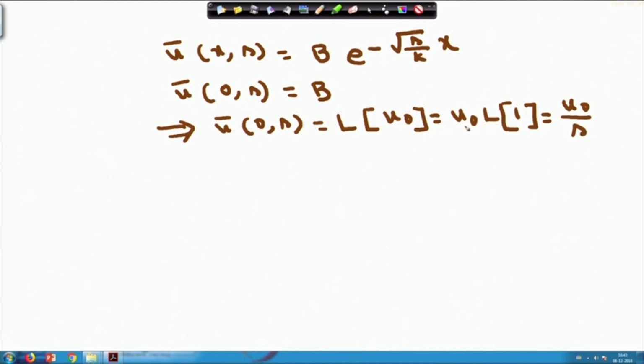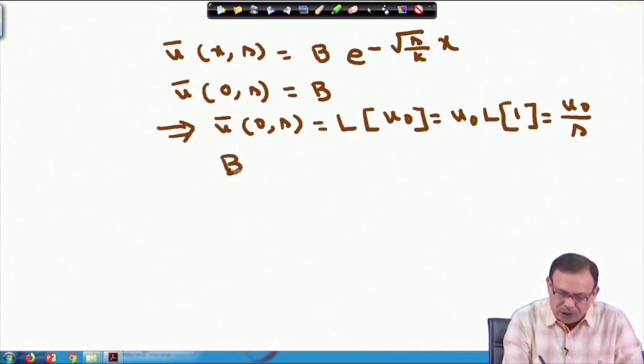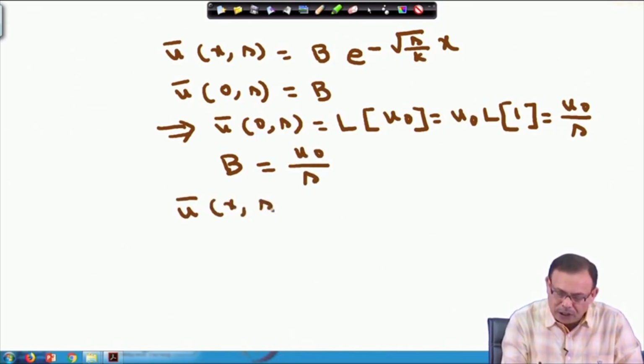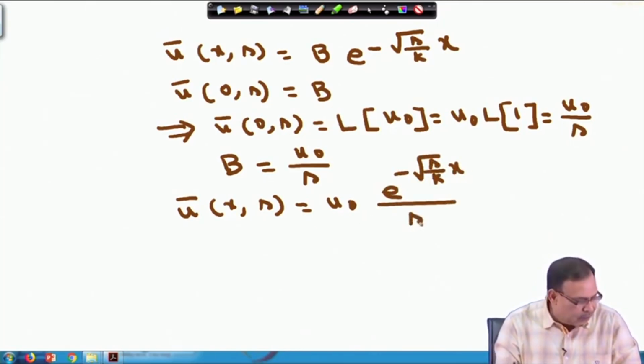Here, since u naught is a constant, you can take it outside, and u naught into the Laplace transform of 1 you can write down. So, from here you can write down b equals u naught by s. So, once I have obtained b, now I can write down u bar(x, s) equals u naught into e power minus root over s by k x, divided by s.